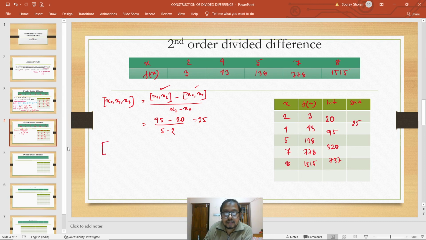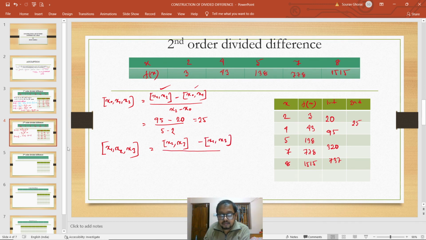Similarly now we can write it. Now we will write x1, x2, x3. So how can we write? That is [x2, x3] minus [x1, x2] divided by x3 minus x1. And x3, x2, x3, what we get in the first? This is [x0, x1], [x1, x2], [x2, x3], that is 320 minus 95 divided by 7 minus 4. So if we simplify, we will get the value 75.